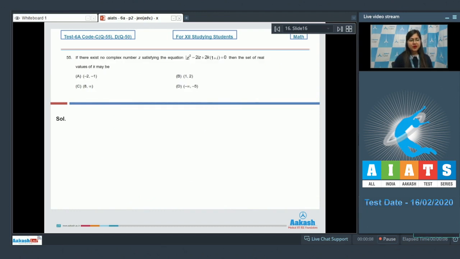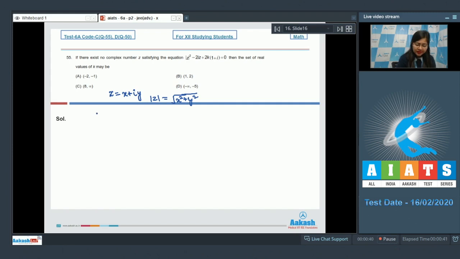Next is question number 55, which says: if there exists no complex number z satisfying the equation |z|² − 2iz + 2k(1 + i) = 0, then the set of real values of k may be. There is no complex number z which is satisfying this equation. So let us say z = x + iy is satisfying it. So let's put it in the given equation. Mod z will be the square root of x² + y².